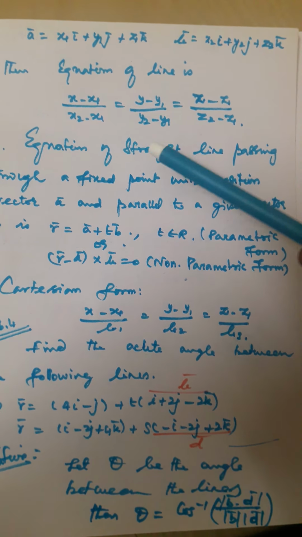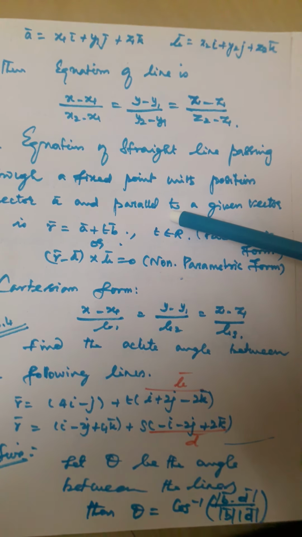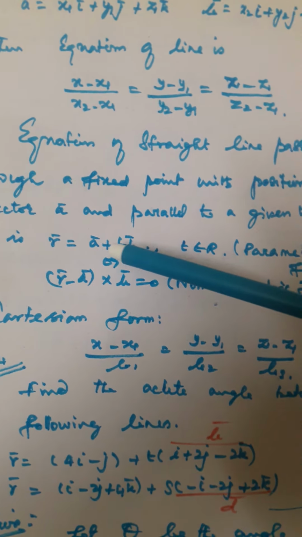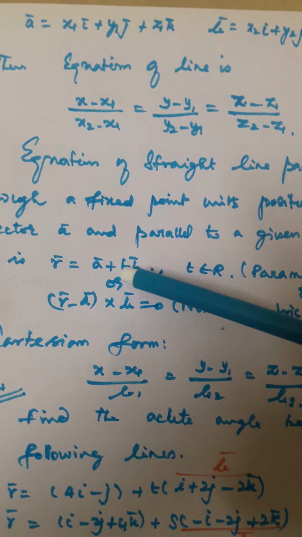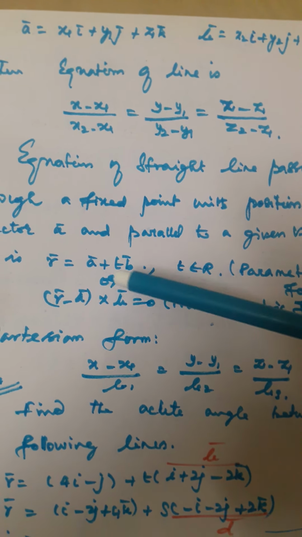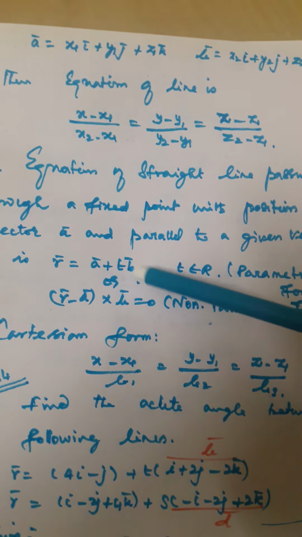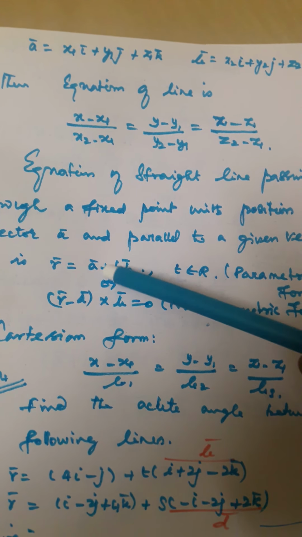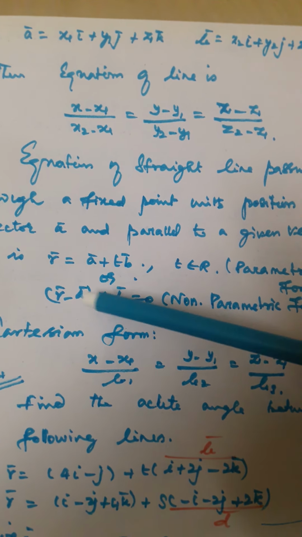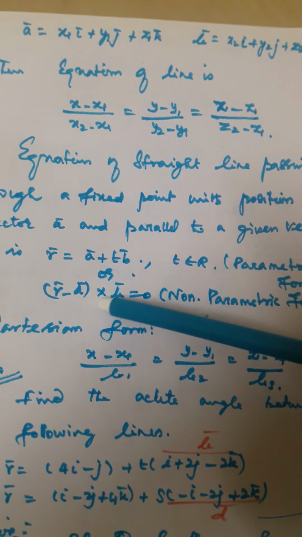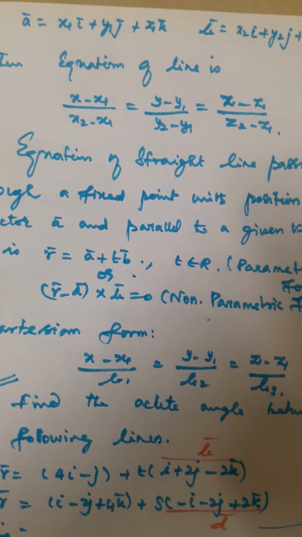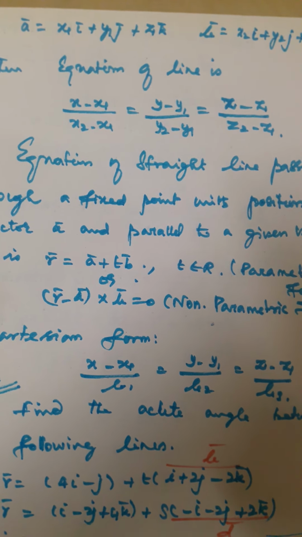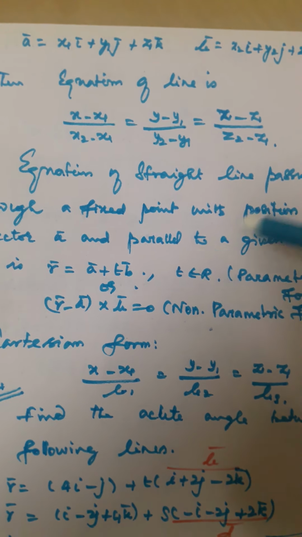The second type you have is 1 point and 1 vector, that I already explained to you. R vector equal to a vector plus t times b vector. In Cartesian, this is called parametric form because this has a parameter. In non-parametric form, r vector minus a vector cross b vector equal to 0. So for 1 mark, definitely they will ask either in parametric form or non-parametric form.